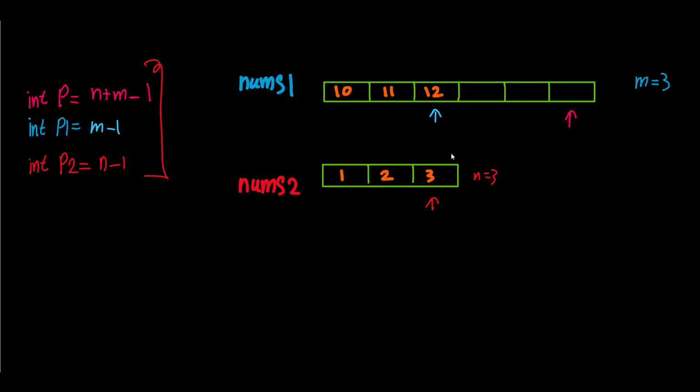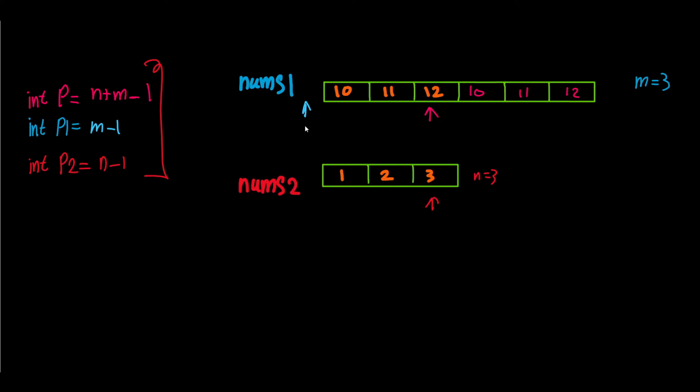Now we will compare 12 with 3. 12 is greater, so we will put 12 here. And now it's time to decrement the blue pointer to here, and now the pink pointer from here to here. Now 11 with 3. 11 is greater. Put 11 here, the blue pointer will go here, and the pink pointer in this position. Now let's compare 10 with 3. 10 is also greater. So 10 will be stored here, and now we need to decrement. The blue will go to nowhere, or at index -1, and now the pink will be decremented to here.